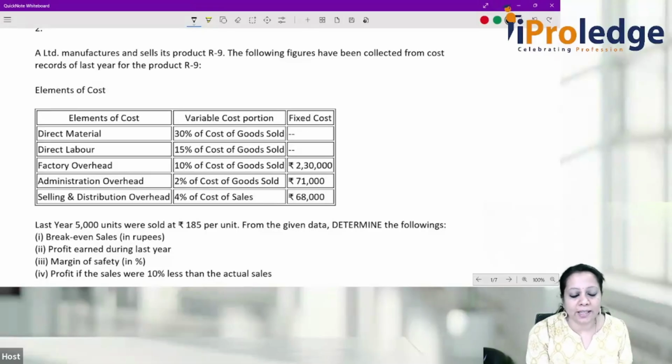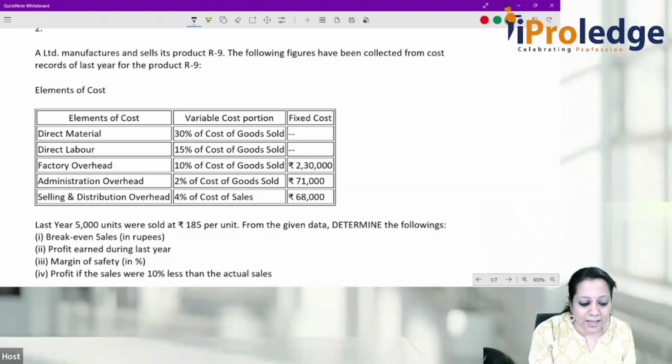The following figures have been collected from the cost records of the last year. Direct material is given to be 30% of COGS. Direct labor is 15% of COGS. Factory overhead is 10% of COGS. Administrative overhead is 2% of COGS. Selling and distribution overhead is 4% of cost of sales. For this, we have to know the cost sheet also. Then fixed cost is given. Last year, 5,000 units were sold at 185 per unit.